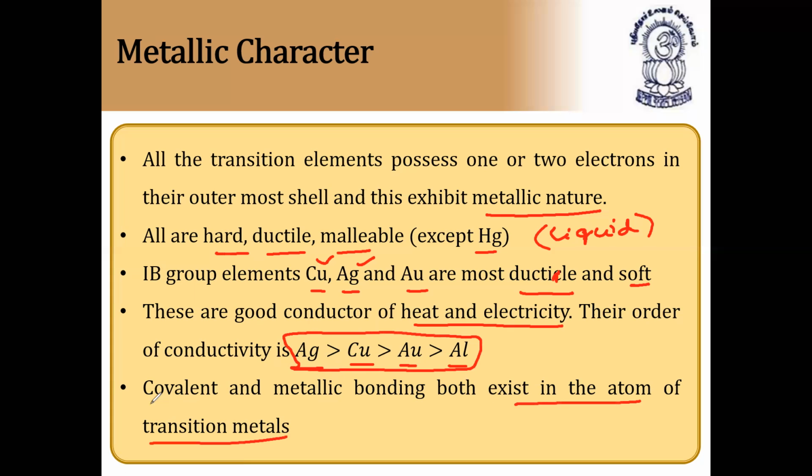Very, very important: in transition metals, not only ionic bonding, but covalent and metallic bonding will also exist, because they are less electropositive than s block elements. So they are covalent in nature, and they also have internal metallic bonding, which is a weaker bond, easy to break.